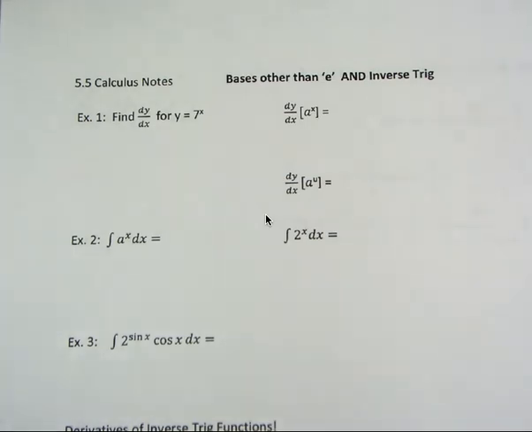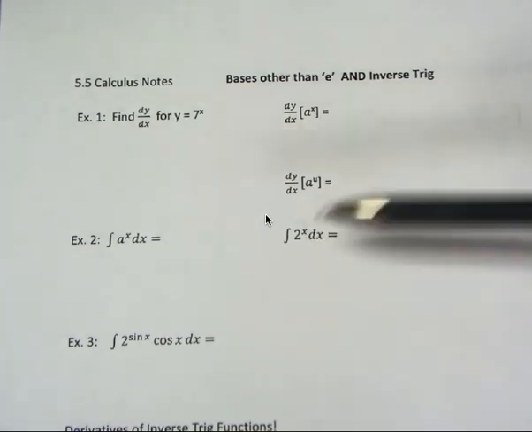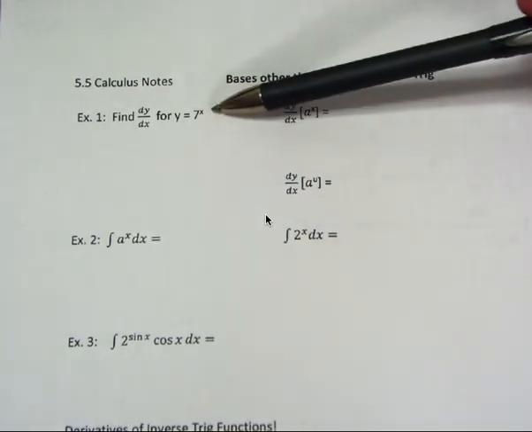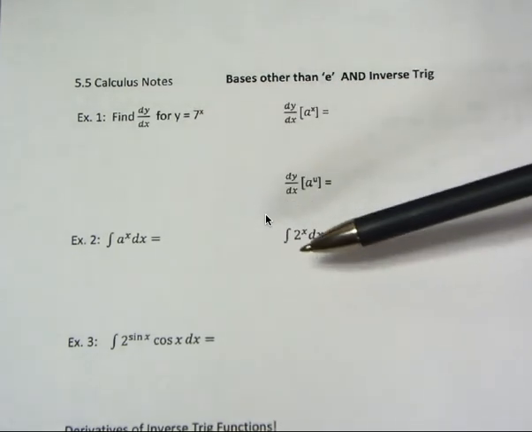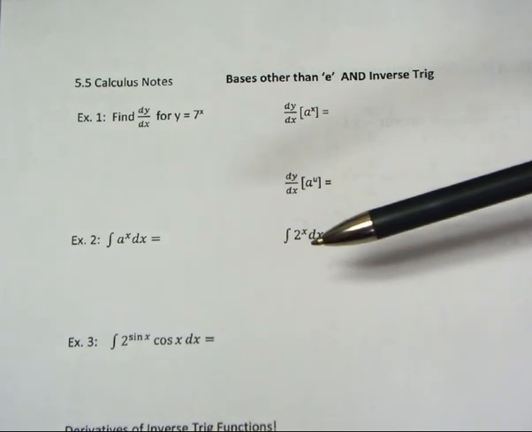So, we've talked about how to differentiate e to the x. The derivative of e to the x is e to the x, and the integral of e to the x is e to the x plus c. Well, now in this lesson, we are going to differentiate and integrate exponential functions other than base e. So, we might differentiate 7 to the x instead of e to the x, or integrate 2 to the x instead of e to the x.